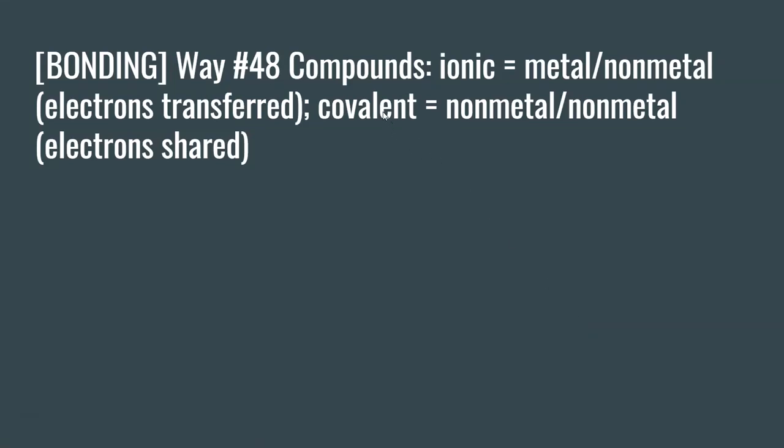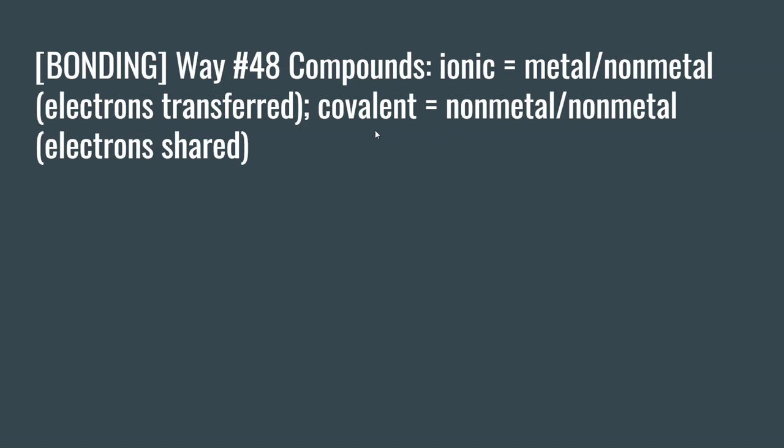Wave 48 specifies the two major compounds and the type of elements that make them up. The first major category of compounds are ionic, and they always consist of a metal-nonmetal combination. And note that in this type of bond, electrons are transferred from the metal to the nonmetal. In this case, the metal would form a positive ion and the nonmetal would form a negative ion, and their oppositely charged ions would attract toward one another because oppositely charged particles will attract.